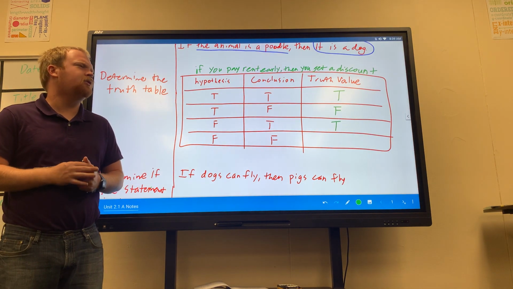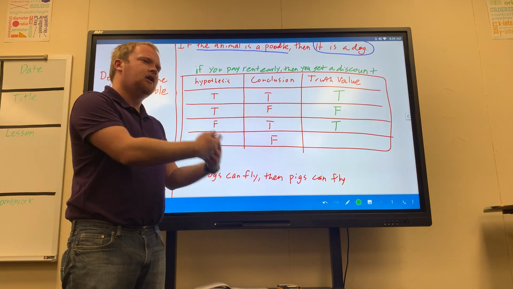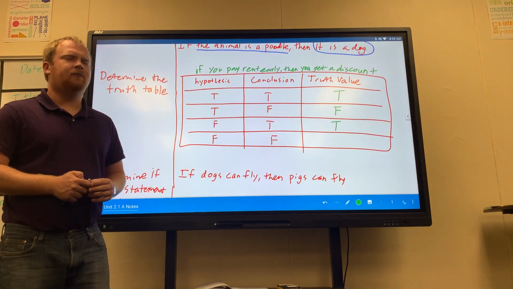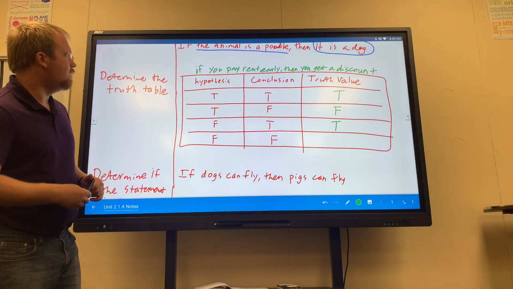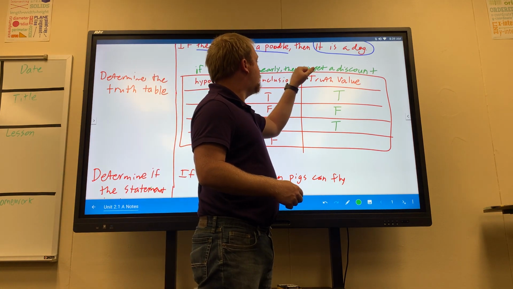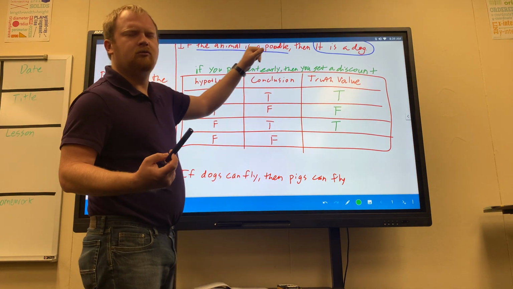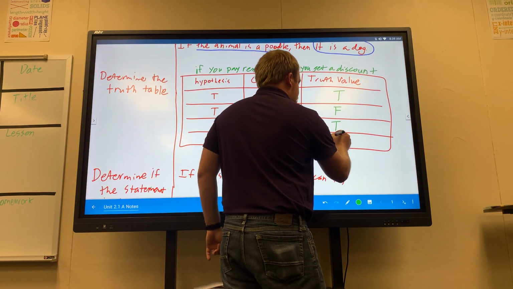The landlord has every right to give you a discount if you don't pay the rent early. He could be generous. Now, if you don't pay rent early and you don't get a discount, that's fair, which makes the statement true.